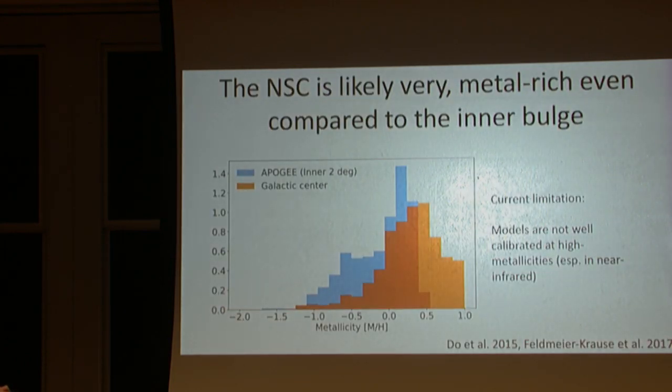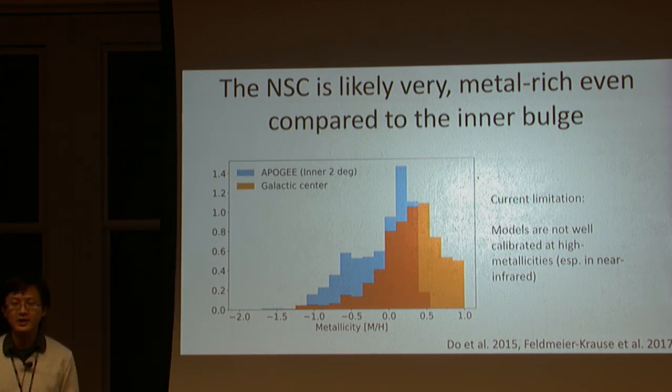How does our metallicity compare to just the inner bulge? Let's say if you were to make stars in the inner bulge and throw them in, what should they look like? It's really nice because of APOGEE now, and APOGEE actually did survey the inner 2 degrees of the galaxy, and that's what's in blue here. This is a comparison to the nuclear star cluster. You can see the nuclear star cluster metallicity distribution is significantly shifted.